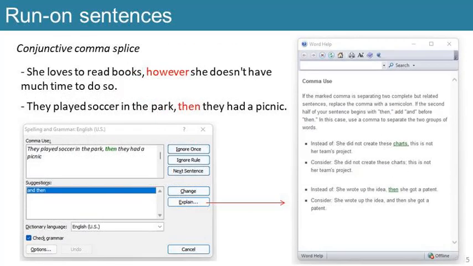There is a subset of comma splice run-ons in which the second independent clause begins with an adverb that is used as a conjunction. For example, she loves to read books, however she doesn't have much time to do so. And they played soccer in the park, then they had a picnic. As you can see from these screenshots, Microsoft Word does not like this usage. But some English teachers may consider the conjunctive comma splice acceptable.